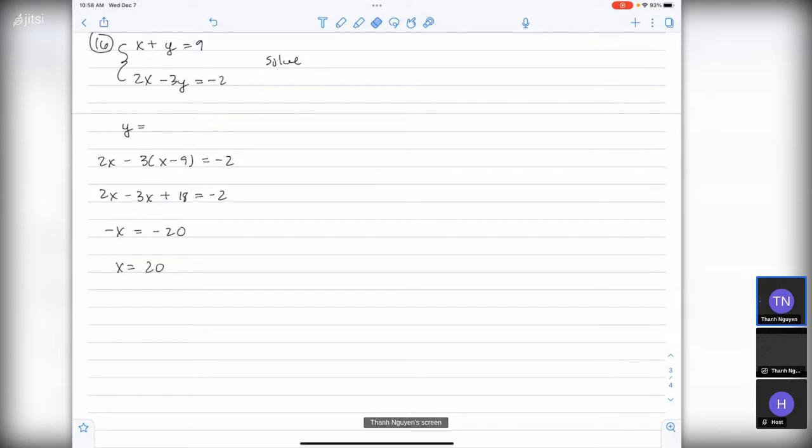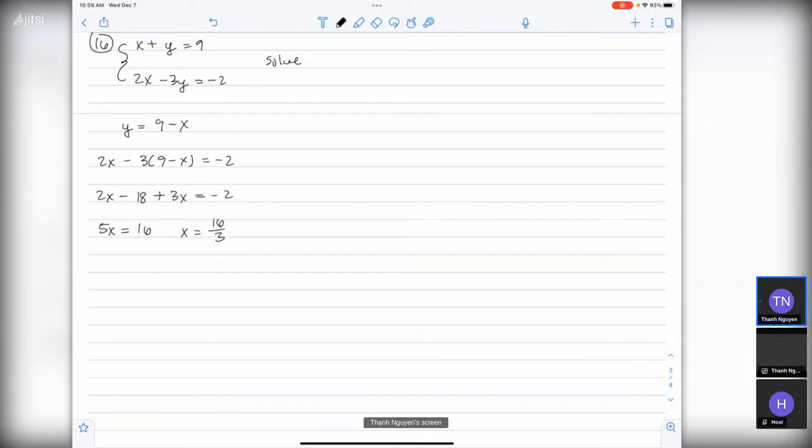Oh, silly me. It should be 9 minus x, not x minus 9. I thought I did something wrong. That number is too big, too big to make any sense. That's why. 9 minus x, so we got 2x minus 9 or 18 plus 3x is equal to negative 2. All right, so we have 5x is equal to 16. 9 minus x, right? Quick math. Yep, x is equal to 16 over 3.